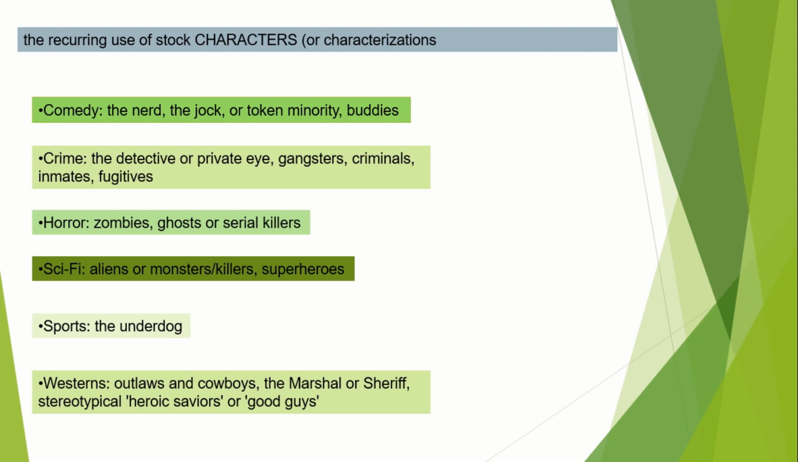Crime. Can you say crime or gangsters? This deals with shady characters involving sinister actions. It involves the detective or private eye, gangsters, criminals, inmates, fugitives. Horror or suspense is designed to provoke one strong emotional response from the viewer, the emotion of fear. Sci-fi could involve aliens or monsters, killers, superheroes. Sports, the underdog. Westerns, outlaws and cowboys, the marshals or sheriff. Stereotype, heroic saviors, or good guys.